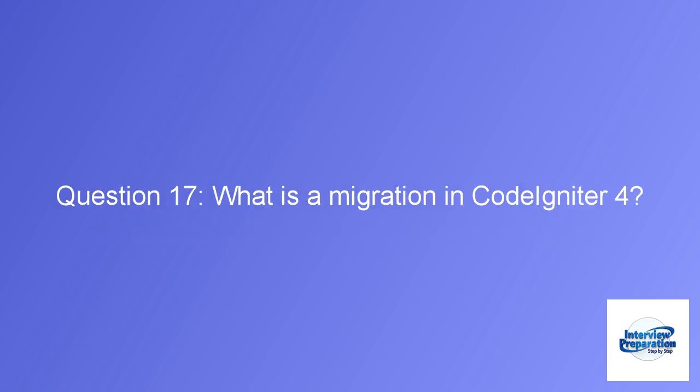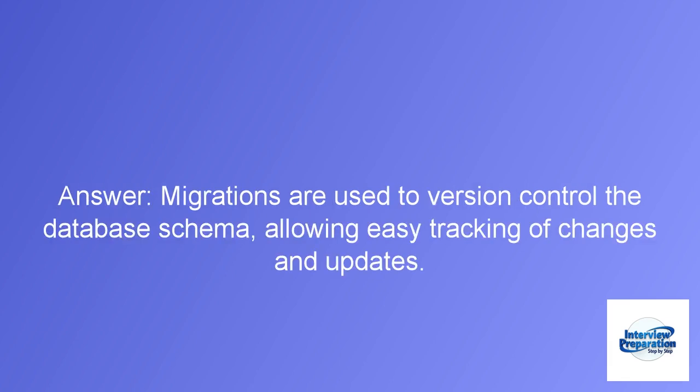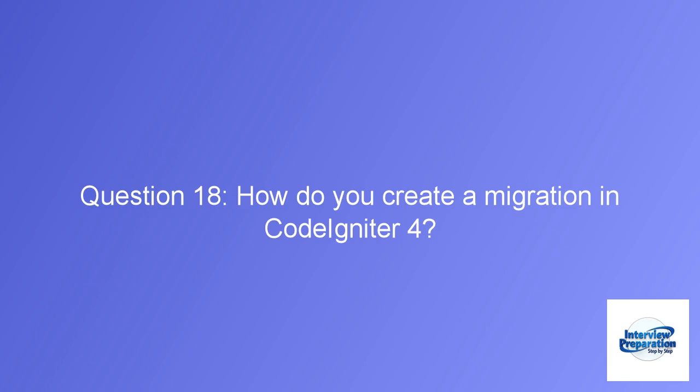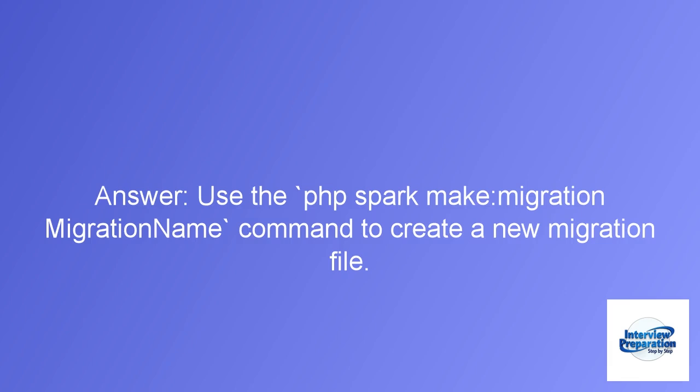Question 17. What is a migration in CodeIgniter 4? Answer. Migrations are used to version control the database schema, allowing easy tracking of changes and updates. Question 18. How do you create a migration in CodeIgniter 4? Answer. Use the php spark make:migration name command to create a new migration file.